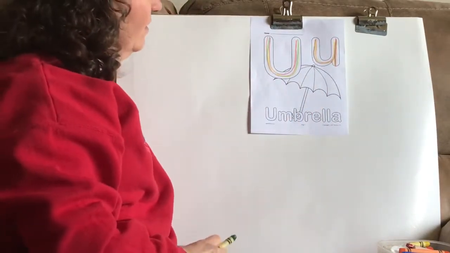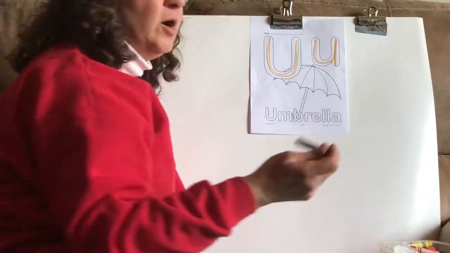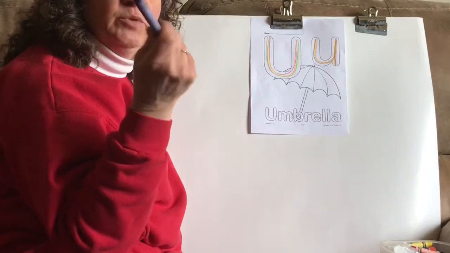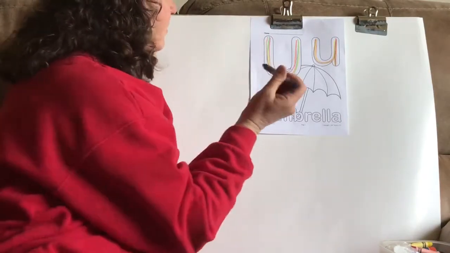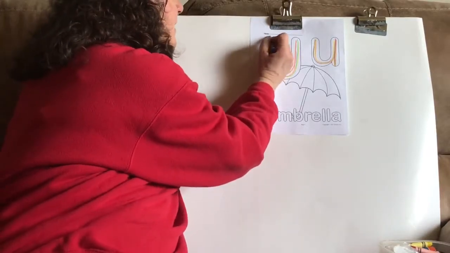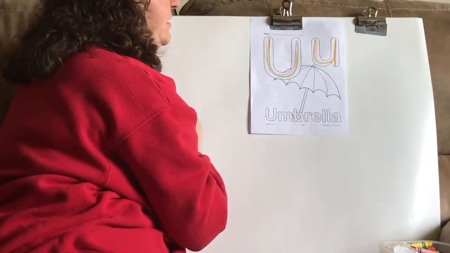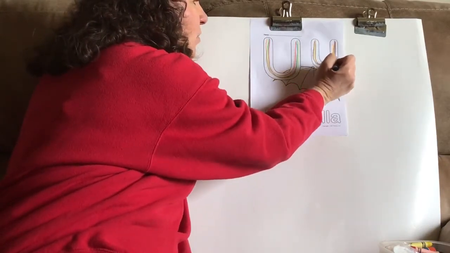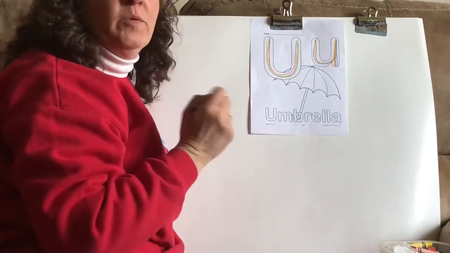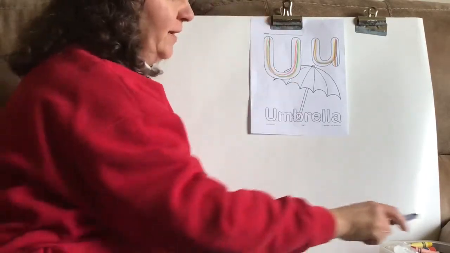Very good. All right, let's take our blue crayon. Can you find your blue crayon? Okay, take your blue crayon and we're going to do the capital U again. You ready? All right, here we go. Down and up. And let's do the lowercase one. Down and up and pull straight down. Remember, when we make our letters, we always start at the top, right?